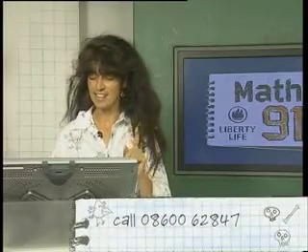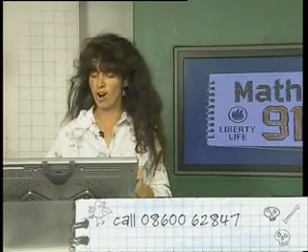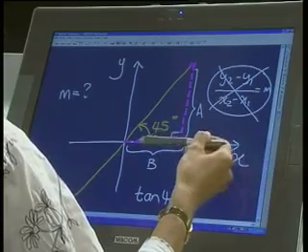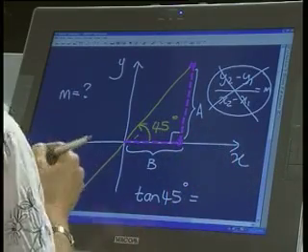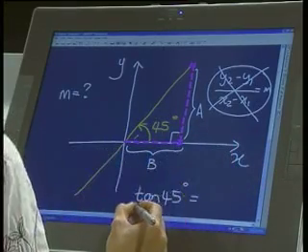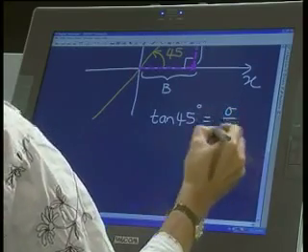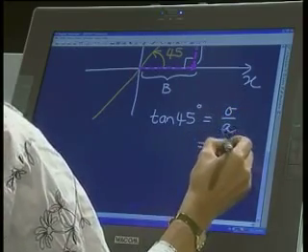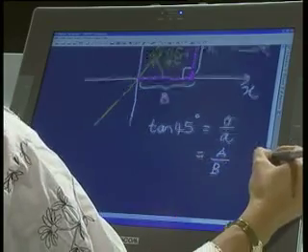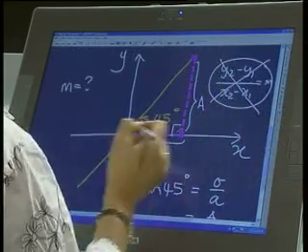All right, so tan theta is always going to be opposite over adjacent. You'll remember that. It doesn't change. So tan 45 is going to be what? Opposite over adjacent, which is equal to A over B in our case. It's A over B.